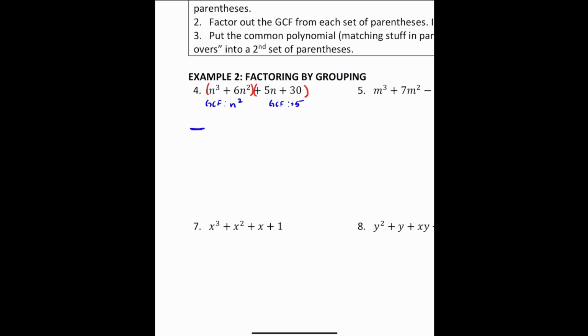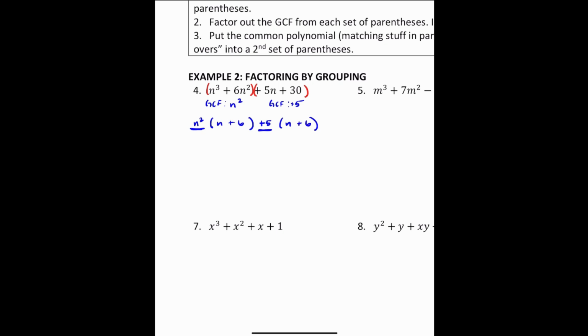We have n squared times my remainder, alright? And then positive 5 times my remainder. So n squared times what gives you n cubed? That would be n. n squared times what gives you 6n squared? That would be plus 6. Now looking at this, we have our GCF being 5. So 5 times what gives you 5n? And you would say n. 5 times what gives you 30? And you would say plus 6.